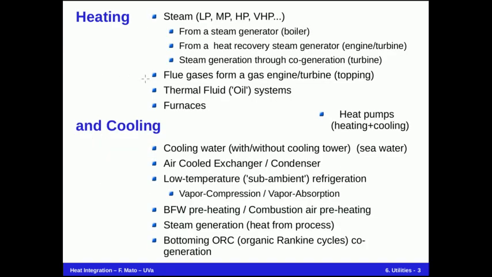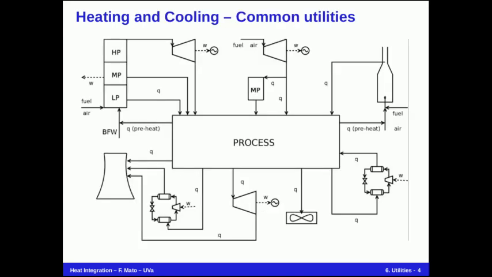Another heating utility is using directly the flue gases from a gas engine or a turbine, which is called topping. Here you can see a gas turbine using the flue gases at the outlet to heat directly the process and produce shaft work. In this example, also part of the heat from the flue gases is used to produce medium pressure steam to heat the process. This is also a frequent practice.